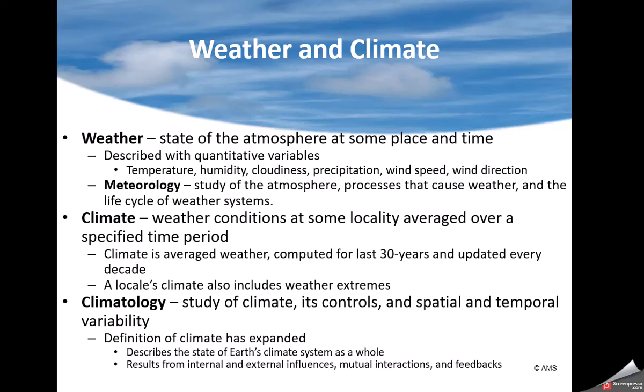So, climate, on the other hand, is long term. It's weather conditions that you average over a specific time period, usually in the case of the National Weather Service, 30 years. And climatology is an even more in-depth study of climate and the Earth's influences on it, the sun's influences on it.